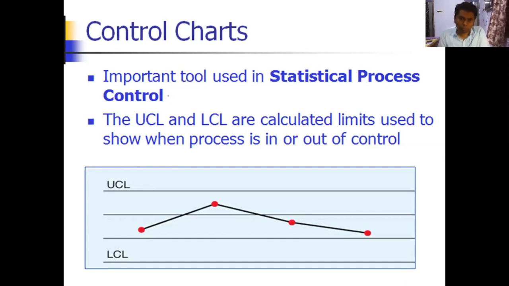So depending upon the specific case, or the particular type of problem, we calculate the upper control limits and lower control limits, and we check whether the given values or the estimates go beyond the control limit or not.